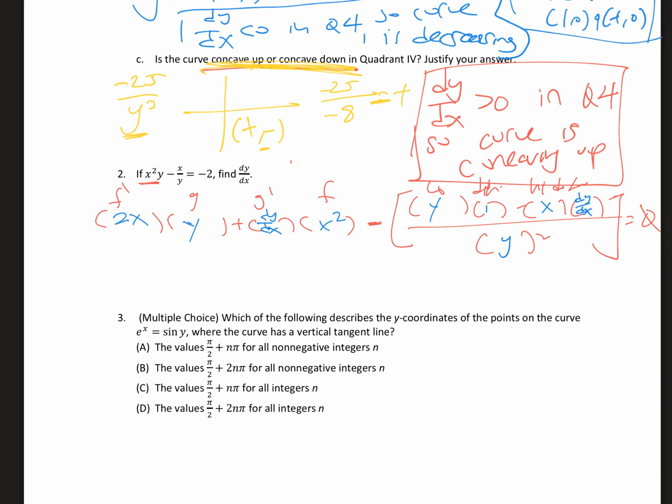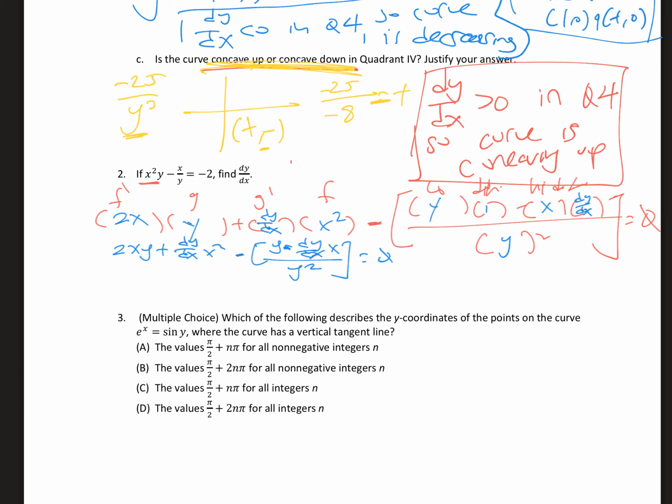Okay, let's go ahead and simplify and write it a little nicer, a little more compact. So 2xy plus dy/dx times x squared, minus this thing in the middle. So that would be y times 1 is y, minus dy/dx times x, all over y squared, equals 0. We want to move every term that has dy/dx to one side, and everything else to the other side.